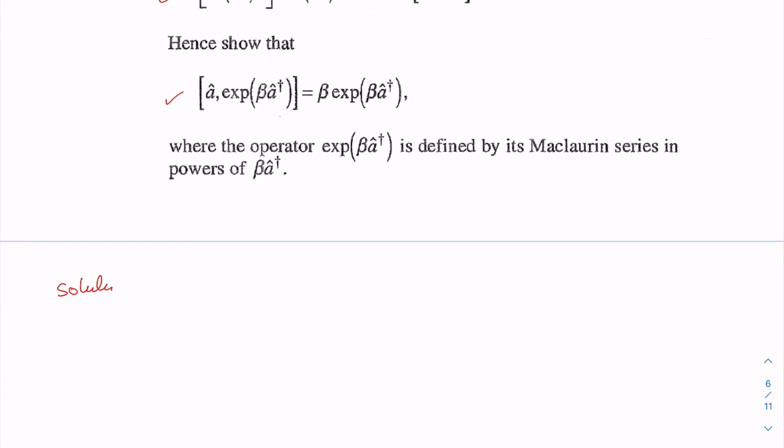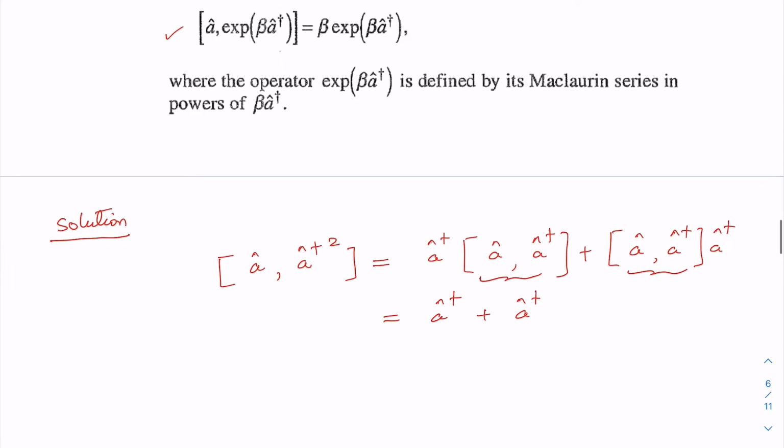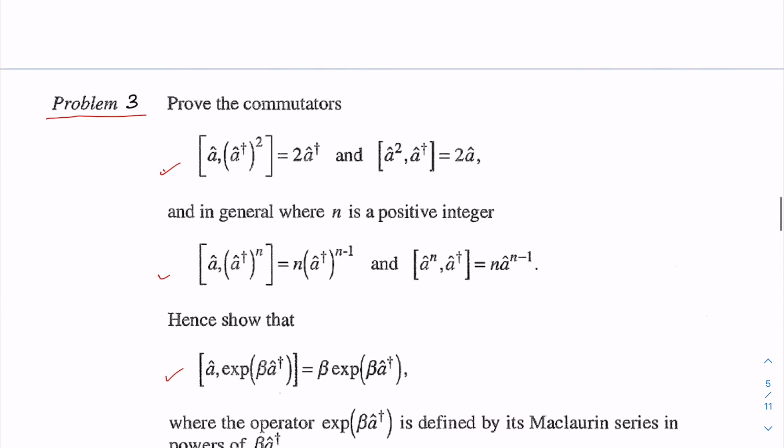So first one, this is simple: the commutation relation of a with a dagger squared we have to work out. So we can write it as a dagger, a, a dagger, plus a dagger, a, a dagger. Now we know that the commutator of a and a dagger is equal to 1. So therefore we will have a dagger plus a dagger, so this has to be 2 a dagger. Okay, so this one is proved.